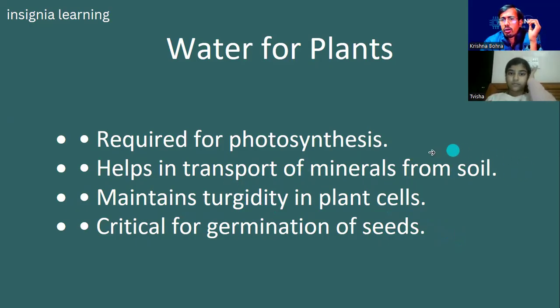Transport of minerals: in the soil, other minerals like nitrogen, magnesium, and all essential nutrients, micro and macro, are dissolved. So the root absorbs water, and these important minerals also get absorbed by the plant.